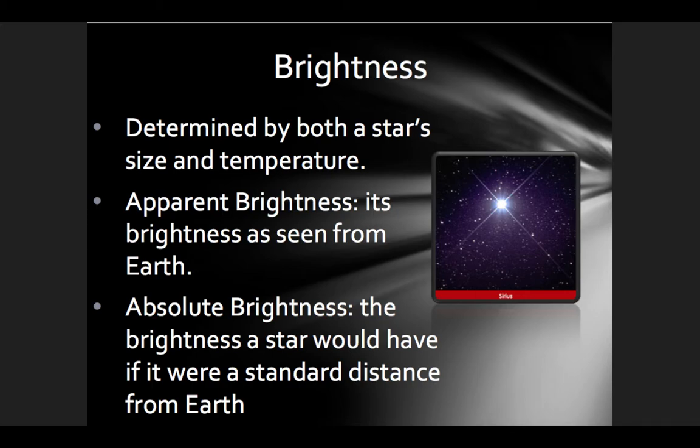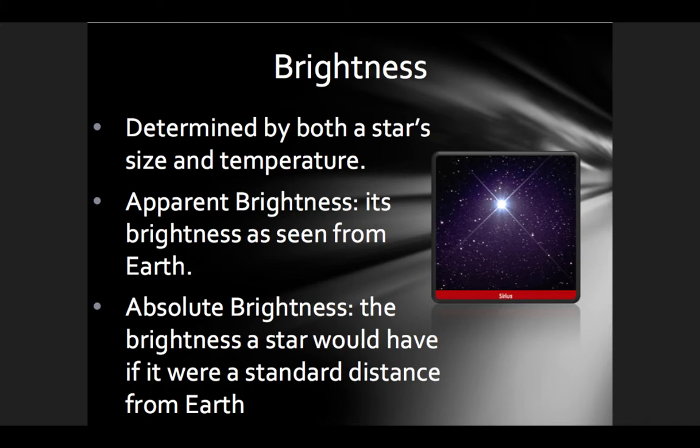Okay, another way to classify stars is by their brightness. Now, brightness is determined or figured out by both a star's size and its temperature. And then we think about 2 brightnesses. First, we have apparent brightness. And apparent brightness is just the brightness as it's seen from here on Earth.